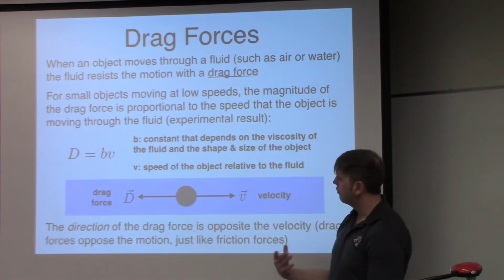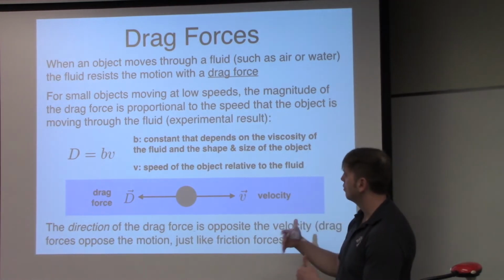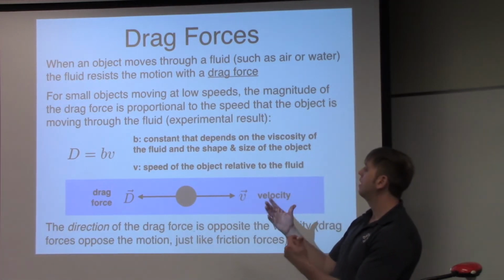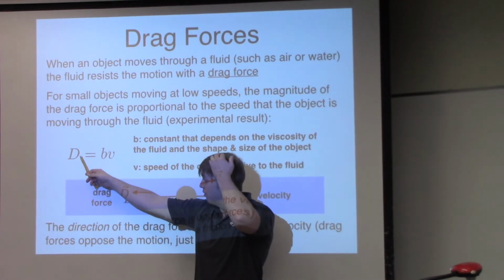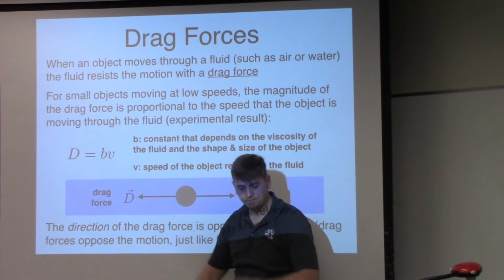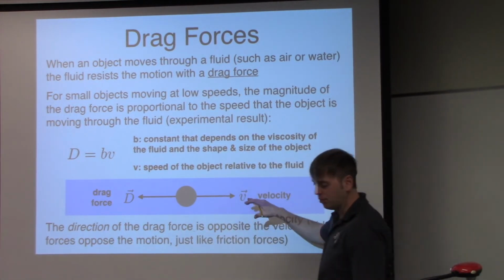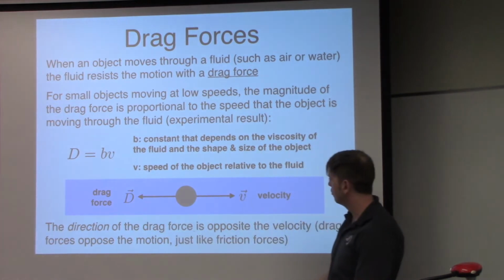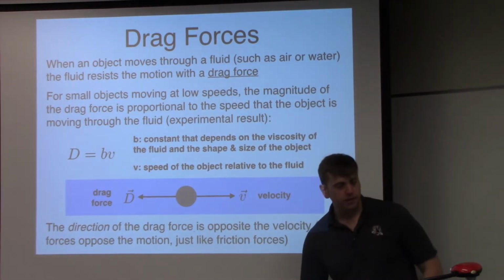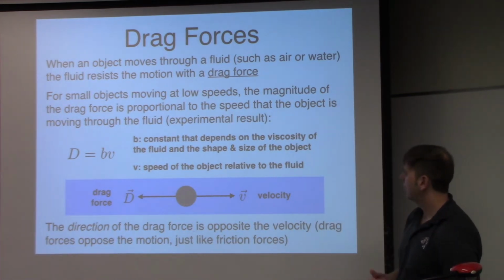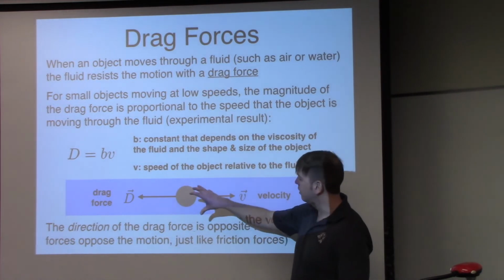So there is some kind of sense in which the faster the object is moving, the bigger the drag force is going to be. And so we write that as an equation like this. D for the drag force is equal to B times V. Now, V is just the speed of the object relative to the fluid. How fast is it moving through the fluid? And then B is a constant that depends on a lot of different factors. It depends on how viscous the fluid is.